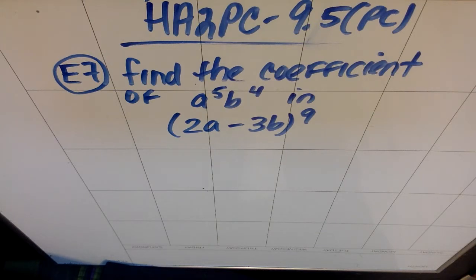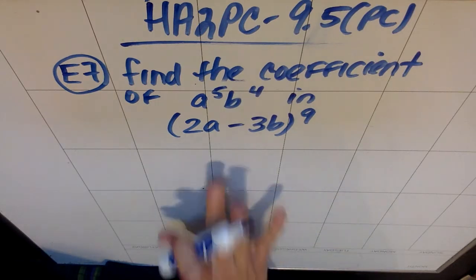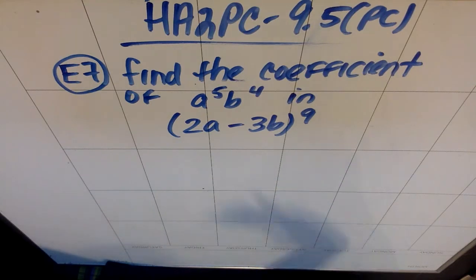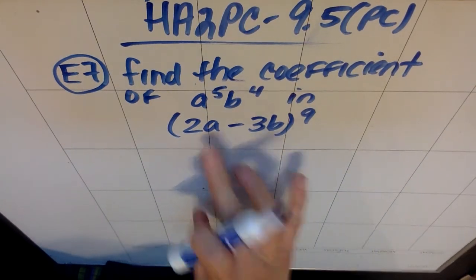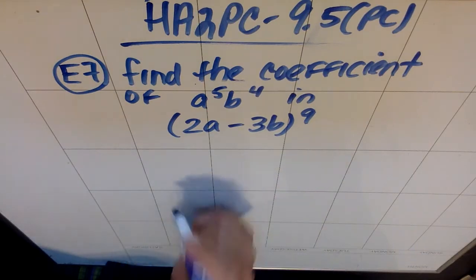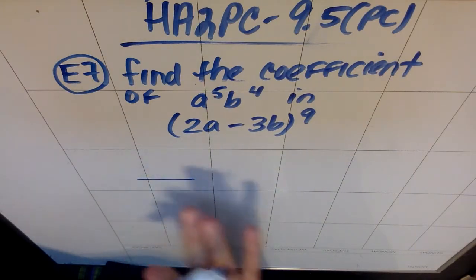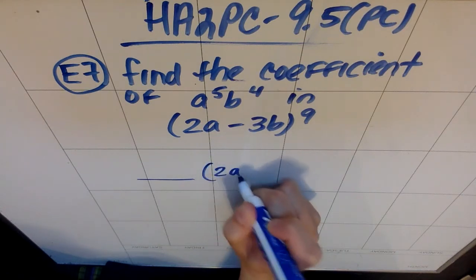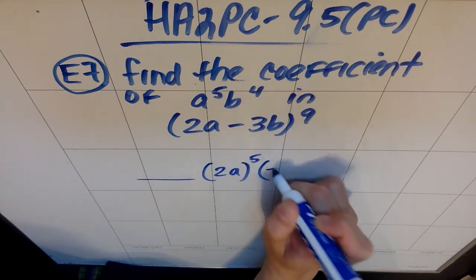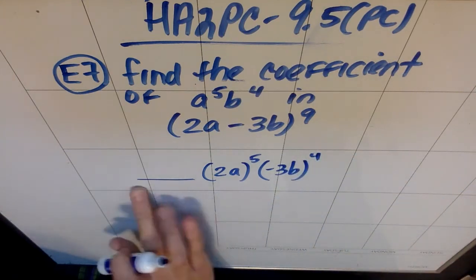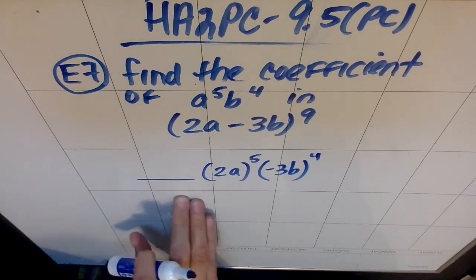Okay, so here's the deal. It's not actually just a to the fifth, it's the whole front seat to the fifth, and it's the whole back seat to the fourth. So essentially what we're looking for is some n choose r that we're going to figure out in a sec, and then a 2a quantity to the fifth and a negative 3b quantity to the fourth. We just need to figure out what this n choose r is at the front.